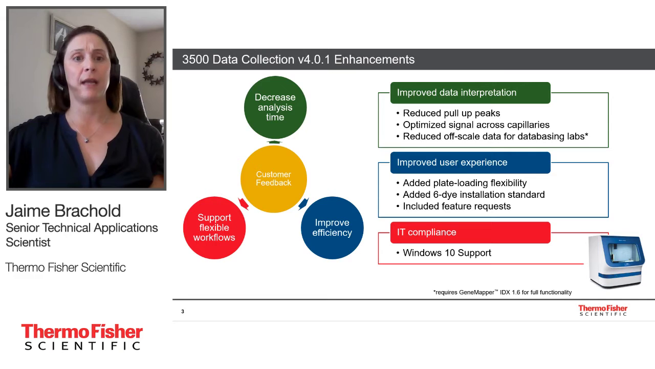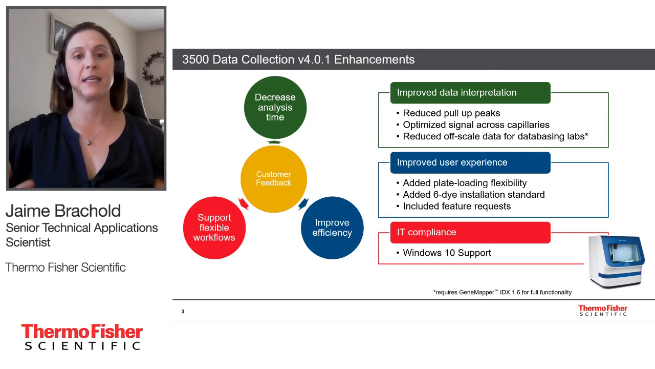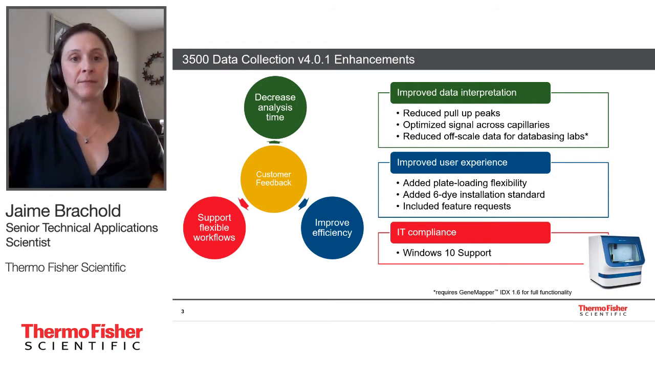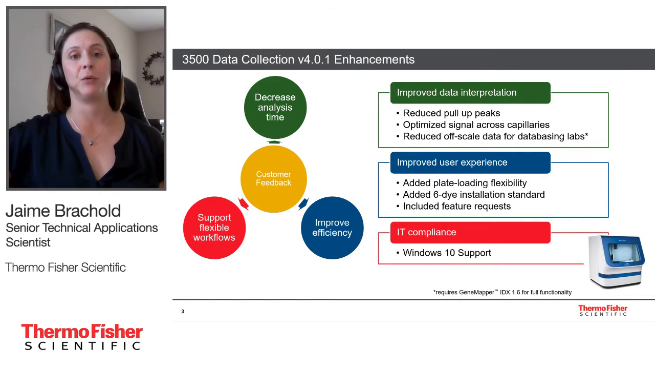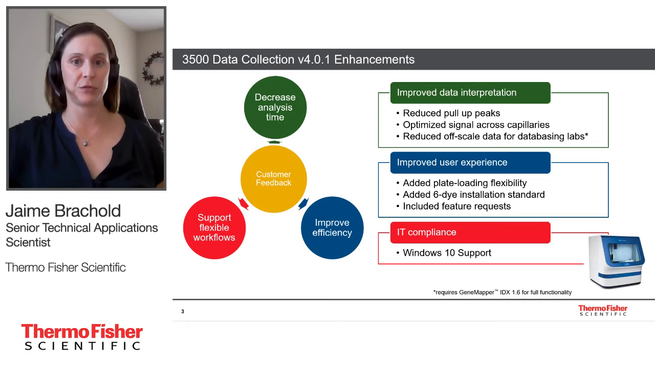We also introduced an algorithm for reducing off-scale data for databasing labs or those labs running robust single-source reference samples. Off-scale data recovery, what it does is it lifts the cap off the top end of the dynamic range. So right now, where your data is capped or off scale around 32,000, if you're running with off-scale data recovery, that cap is lifted up to about 65,000. Also, you will see pull-up related to off-scale peaks reduced.